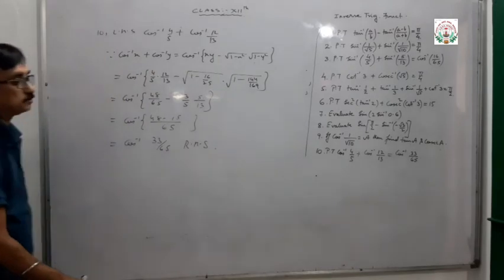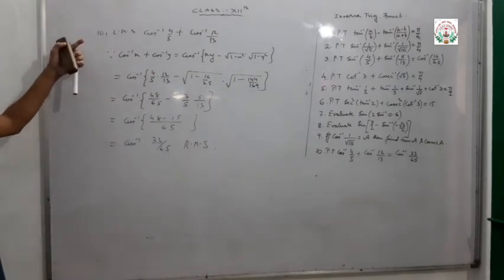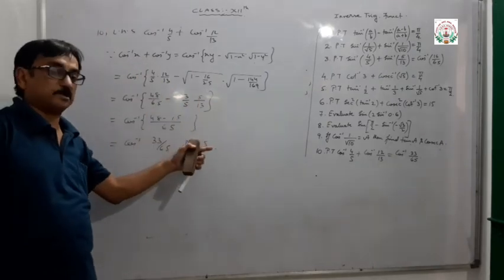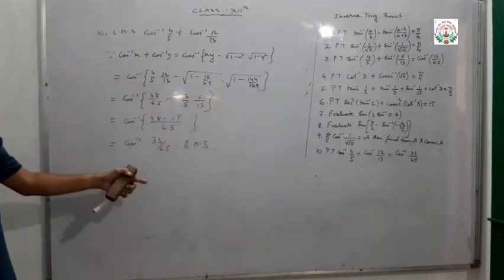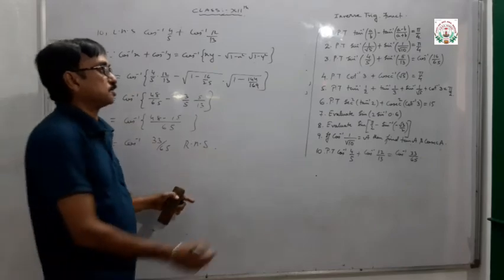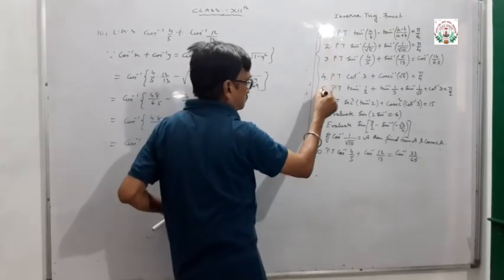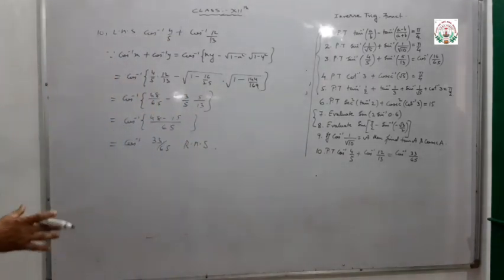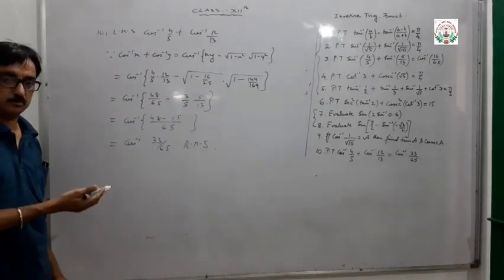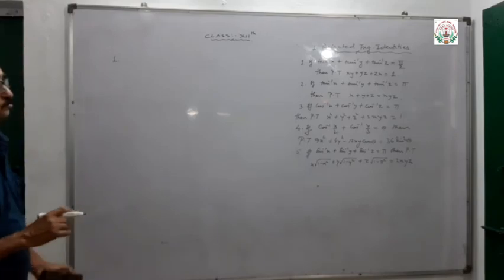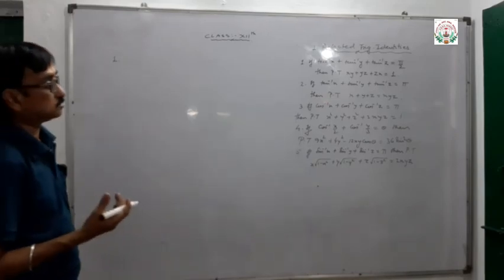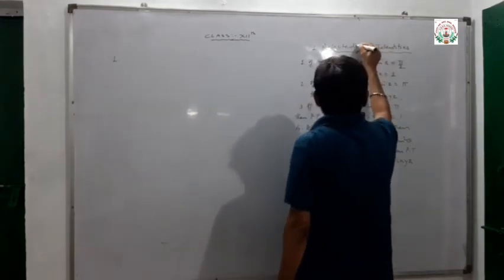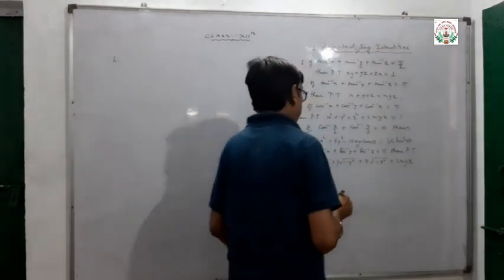So these are the 10 questions. In the same way you have to solve the rest of the questions from the NCERT textbook or from the refresher. The same type of proof questions and evaluation questions, you have to practice from the other textbook. Now let's come to the next variety of questions, that is restricted inverse trigonometrical identities.